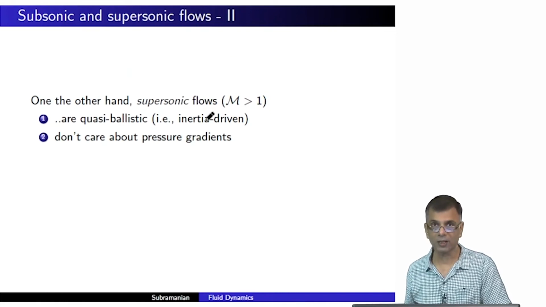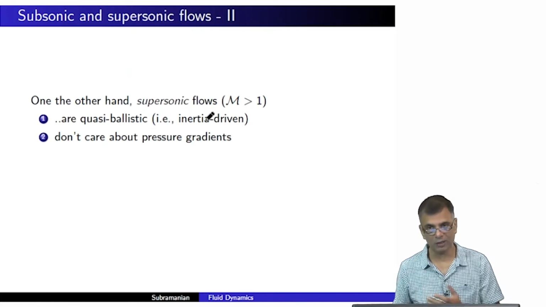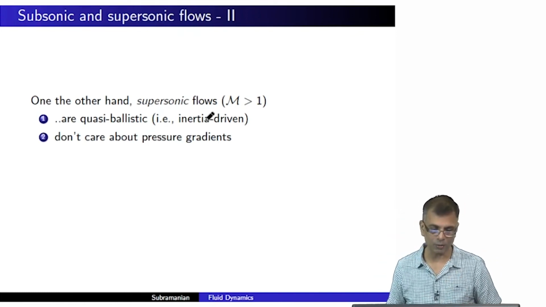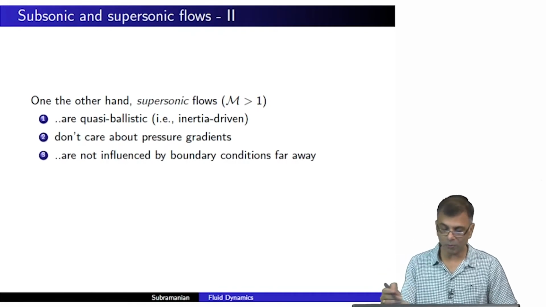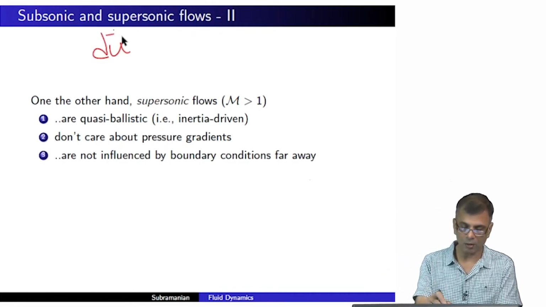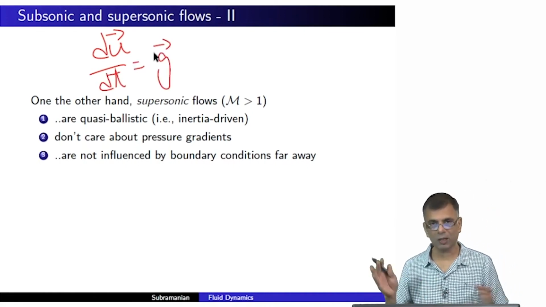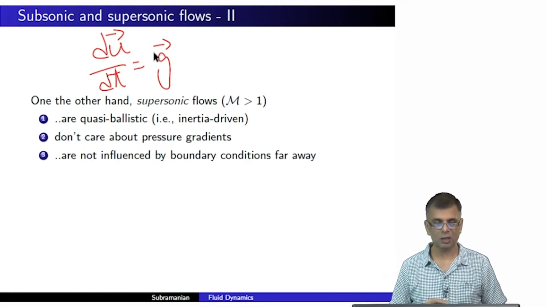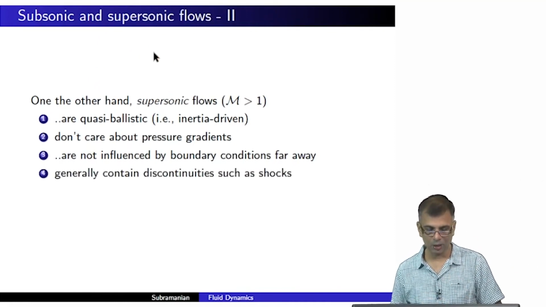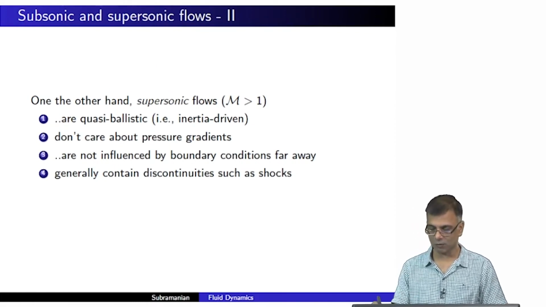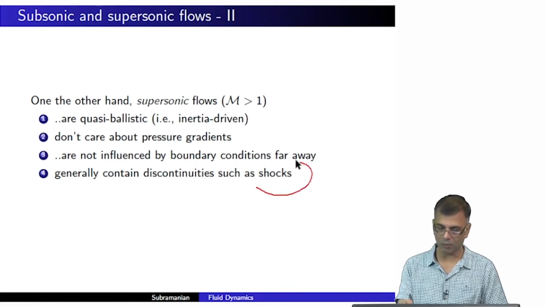They don't care about pressure gradients, right? The pressure gradient term is approximately equal to 0, and they are not influenced by boundary conditions far away. They don't care about the boundary conditions, especially if you're sitting on the parcel of fluid. The boundary conditions don't really matter that much, and they generally contain discontinuities such as shocks, and this is a very important thing. We will talk about this in a minute.